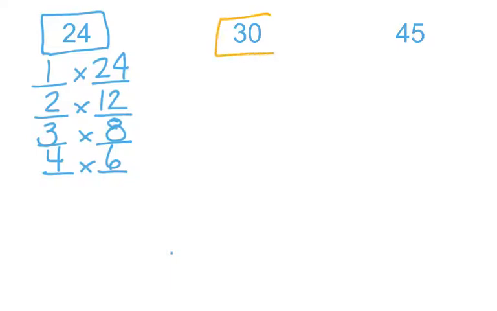Now let's go ahead and write down 30. Remember to always start with 1. You will have another 4 sets of factor pairs. Please write down all the factor pairs of 30. Pause the video, use your multiplication chart.